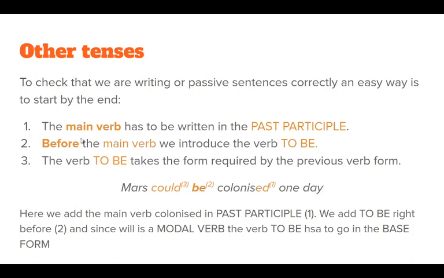So the main verb goes in the past participle. In this case, colonized. Okay. Before the main verb, we introduce to be. Okay. So here we go. It's before the main verb, and finally, to be is going to take the form required by the previous verb form. So we have could here, which is a modal verb. Therefore, be goes in the base form.